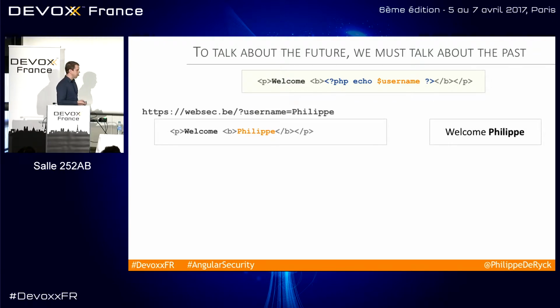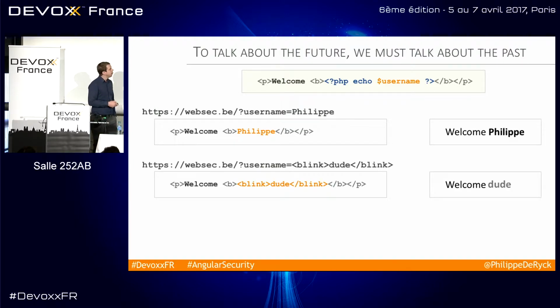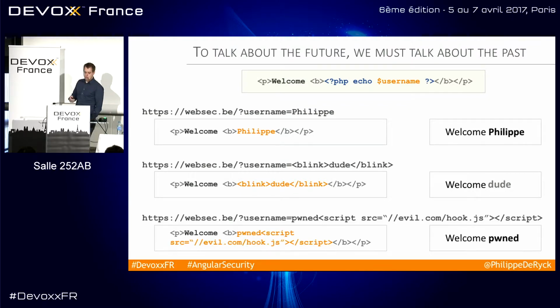Let's say the username comes from a URL parameter. If you have my name here, this is what will be generated on the server, and this is what the browser will do in return. If you insert some HTML instead of a username, like this, then the server will generate this, and the browser will execute something like that.